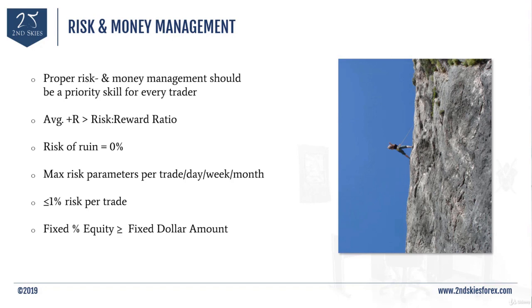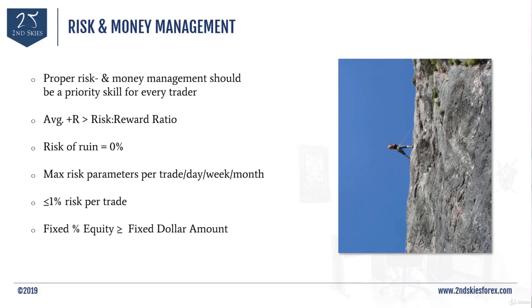The first or second line here is average plus R and risk to reward ratio. You'll often hear the term risk to reward ratio, and what that basically means is: what is my risk in relationship to my reward, and what's that ratio? So if I'm risking $10,000 on a trade, how much do I stand to gain if it hits my profit target? If I'm looking to gain $20,000 if it hits my profit target, and if I lose, I risk 10, then my risk to reward ratio is 1 to 2.